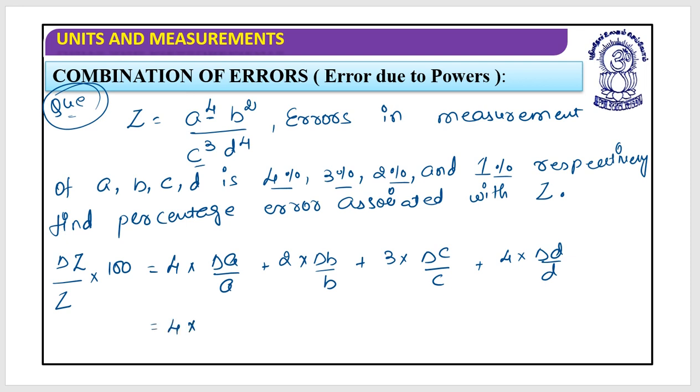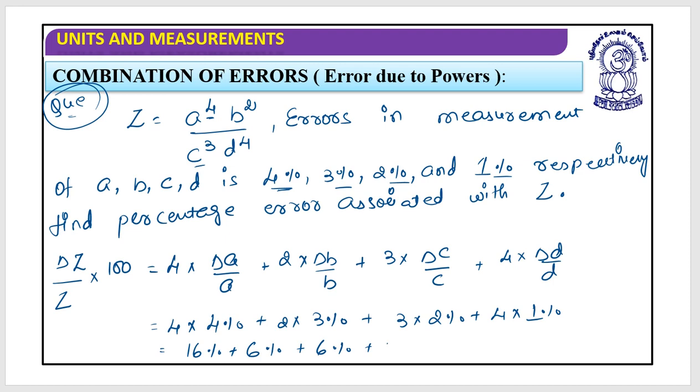Now let's apply the values. Delta A by A is 4 percent, plus 2 into 3 percent, plus 3 into 2 percent, plus 4 into 1 percent. So this is 4 fours are 16, plus 6, plus 6, plus 4. 16 plus 6 is 22, 22 plus 6 is 28, 28 plus 4 is 32. This is 32 percent.